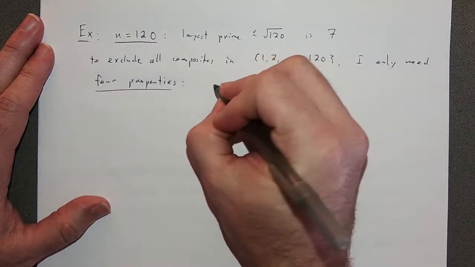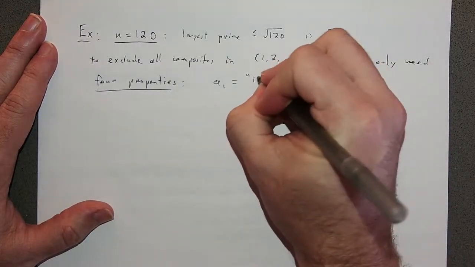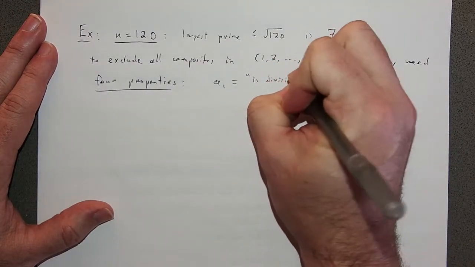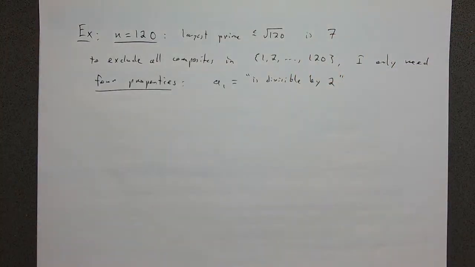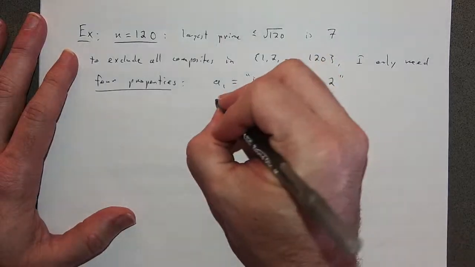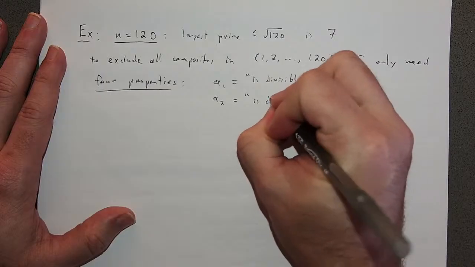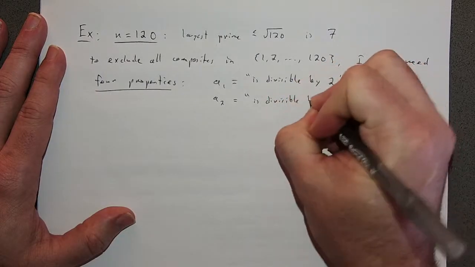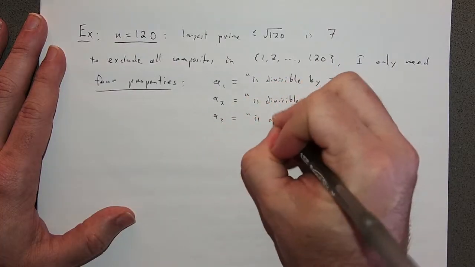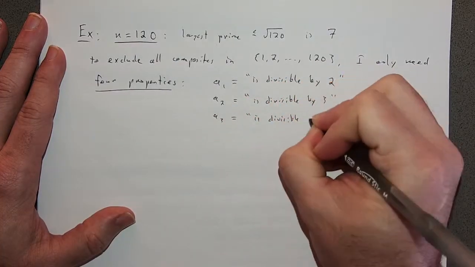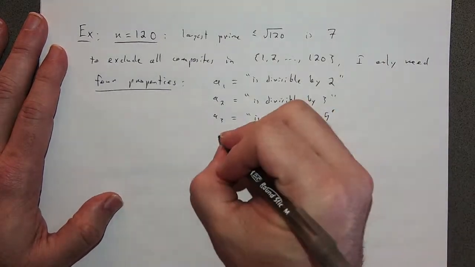So what are the 4 properties? A sub 1 is the property divisible by 2. Of course, being divisible by 2 just means you're even, so you could write that as just being even. A sub 2 is divisible by 3. A sub 3 is divisible by 5. And A sub 4 is divisible by 7.